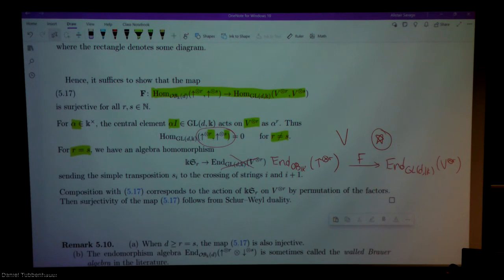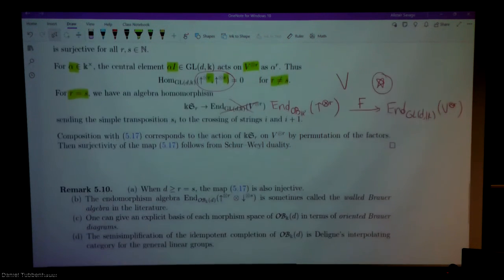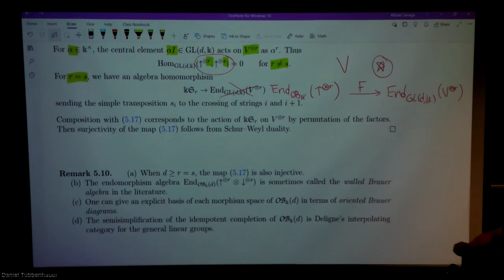Okay, so that's a good place to stop. I'm out of time, but let me just make this remark. When D is big enough, this map is also injective instead of just surjective on morphism spaces. The endomorphism algebra is sometimes called the walled Brauer algebra when all your ups are to the left of all your downs, because all your caps and cups have to go one way. So you have an imaginary wall that they're crossing.